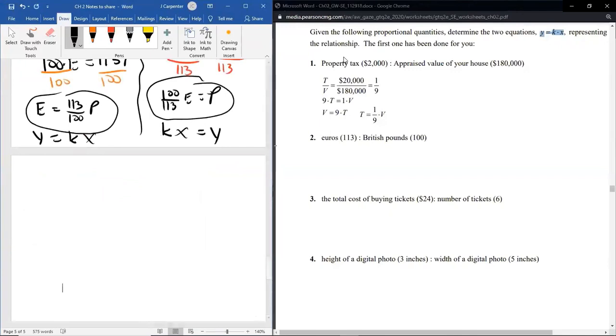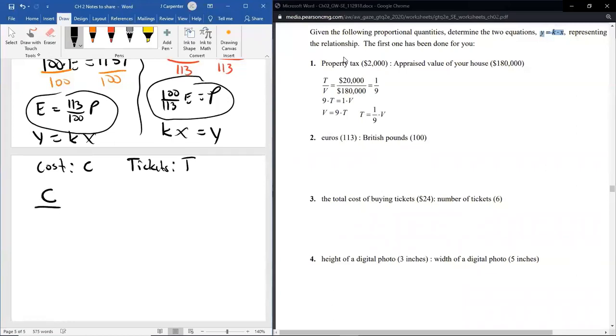All right. Number 3, the total cost of buying tickets to the number of tickets. So 6 tickets cost you 24 bucks is what this is saying. And if you buy more tickets, if you bought twice as many tickets, the cost would double because they're all the same price. So I'm going to choose to go C for cost. I'll actually label my abbreviations this time. I'll be very meticulous. And then I'll do T for tickets.